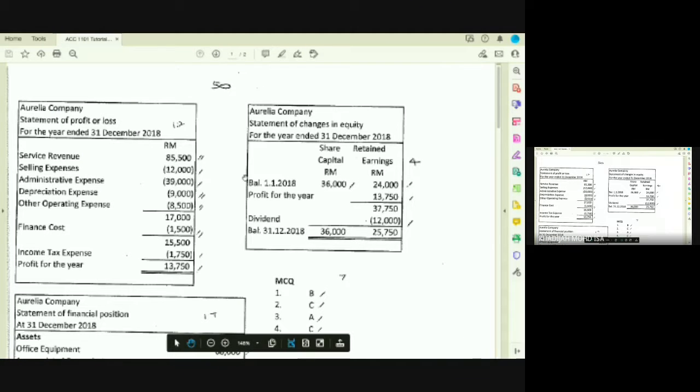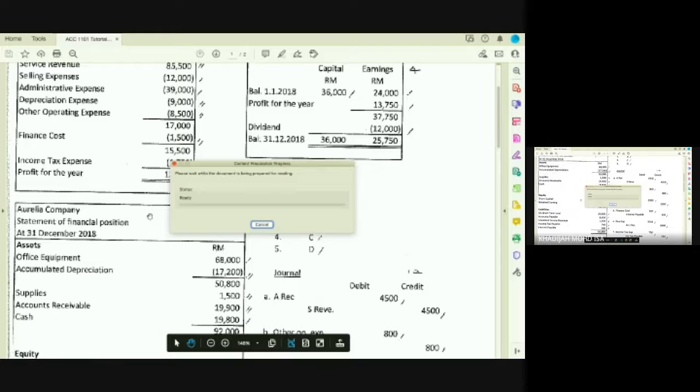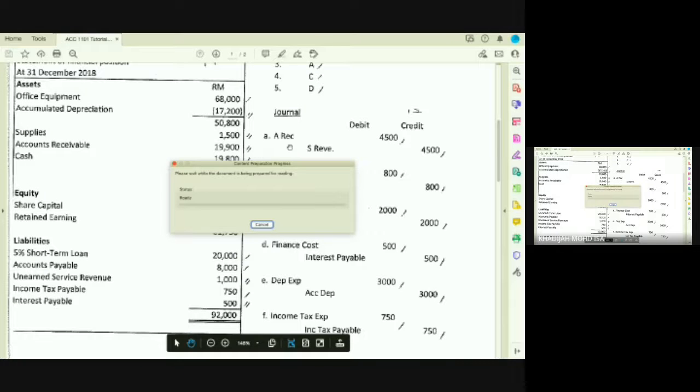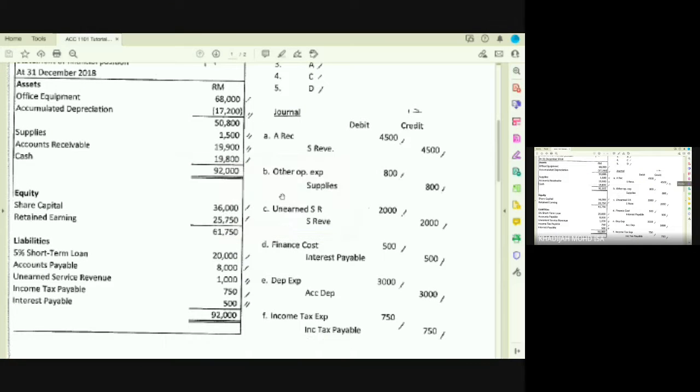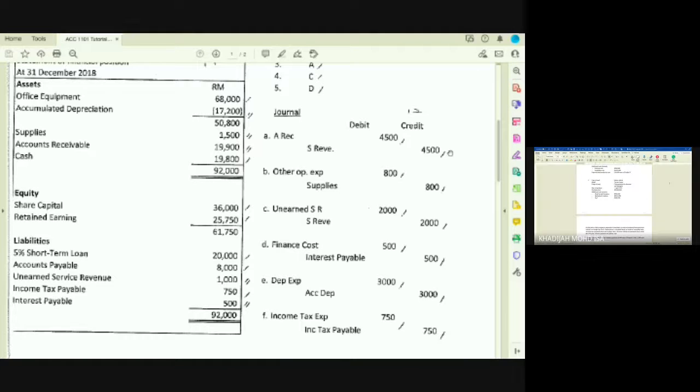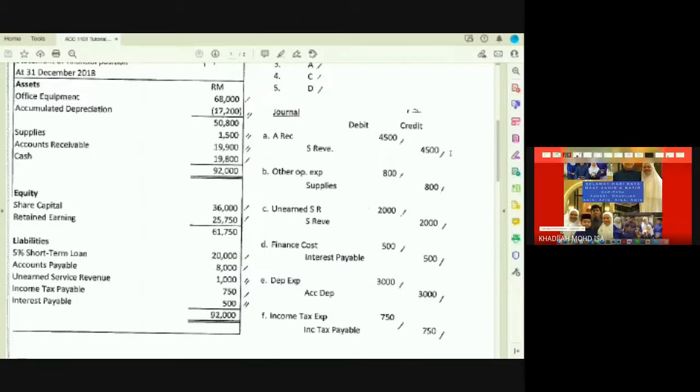Alright, so where are the journal entries? You debit your account receivable and credit your service revenue. Why? Because account receivable is your asset, there's an increase, and service revenue is a revenue, credit nature. Okay.